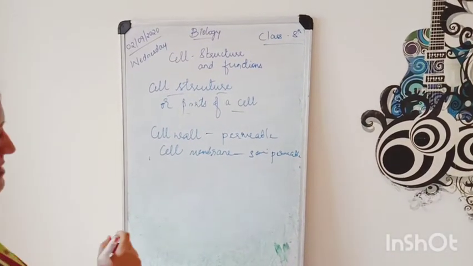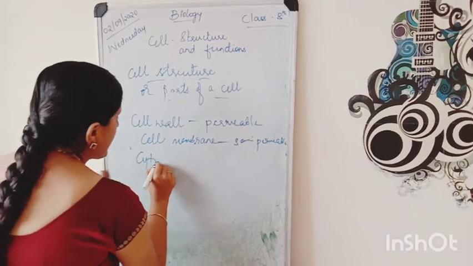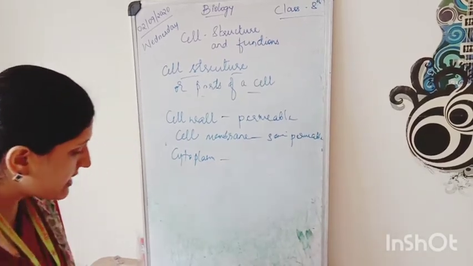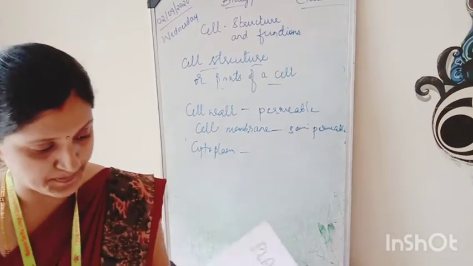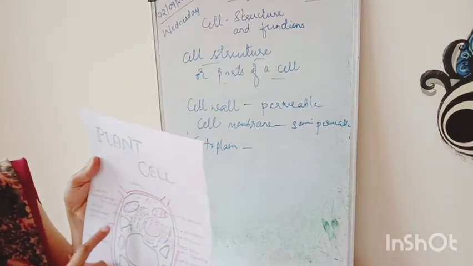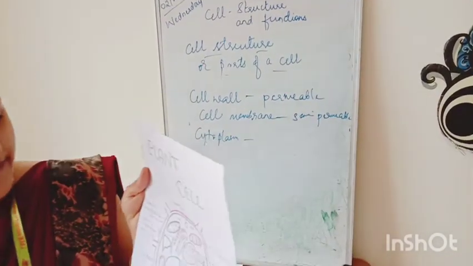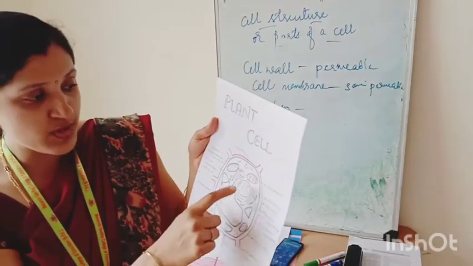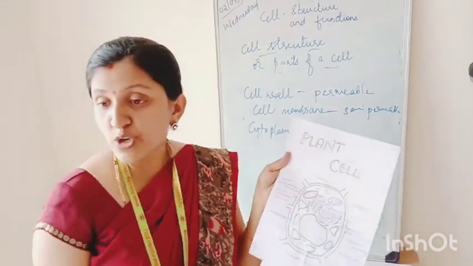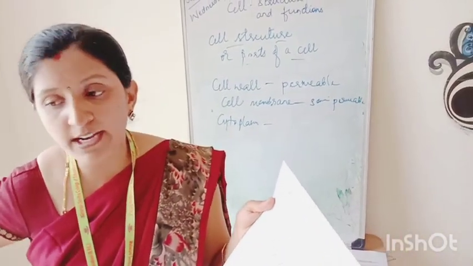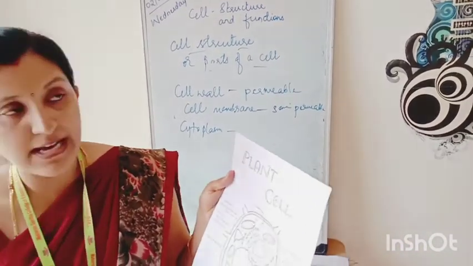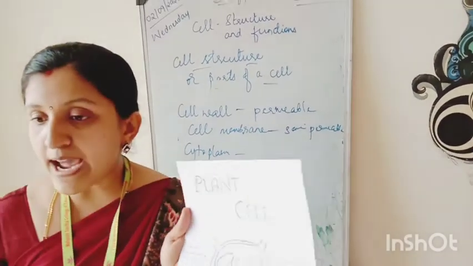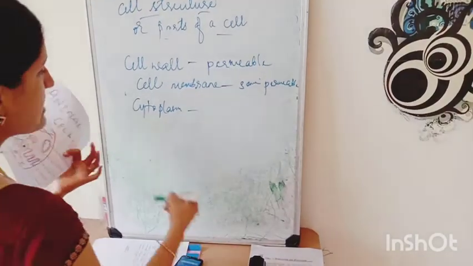Next is cytoplasm. So cytoplasm here is the same as that of an animal cell, but there are certain different organelles present. In cytoplasm, that is also a jelly-like substance, mitochondria is present. Then there is rough endoplasmic reticulum, smooth endoplasmic reticulum. Then there is chloroplast present. So the organelle that is present in a plant cell is chloroplast. In case of an animal cell, there is no chloroplast.